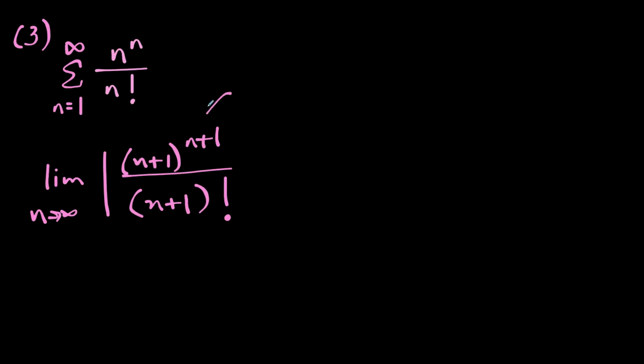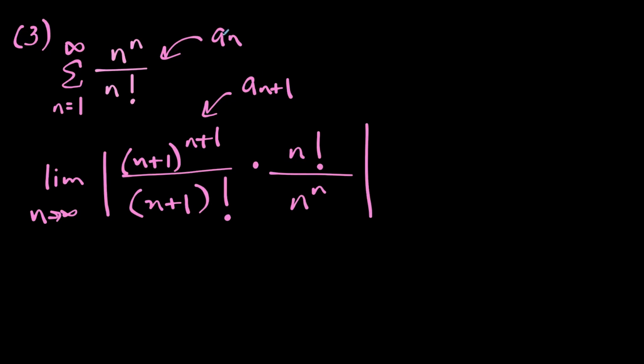So remember, this is a sub n plus 1, and our original thing is a sub n. So we're doing a sub n plus 1 divided by a sub n. So we're going to multiply by n factorial over n to the n. So remember, when we divide by a sub n, we're just multiplying by its reciprocal. And now this we just have to simplify.